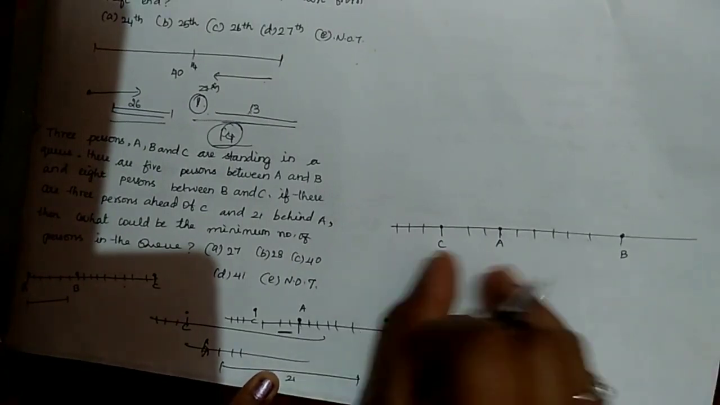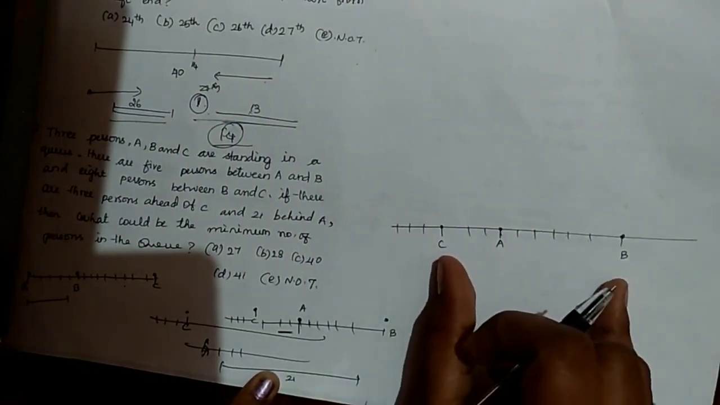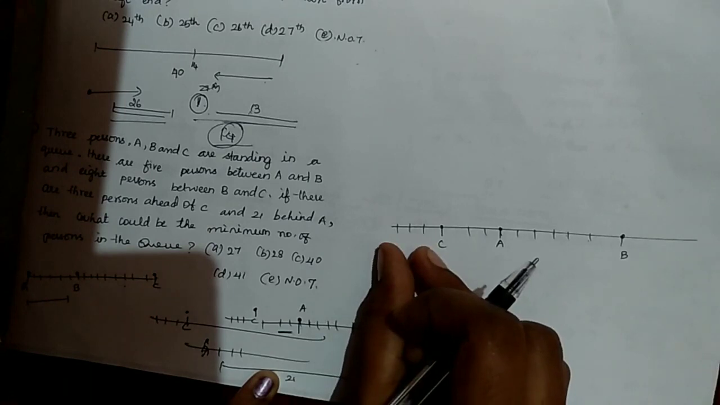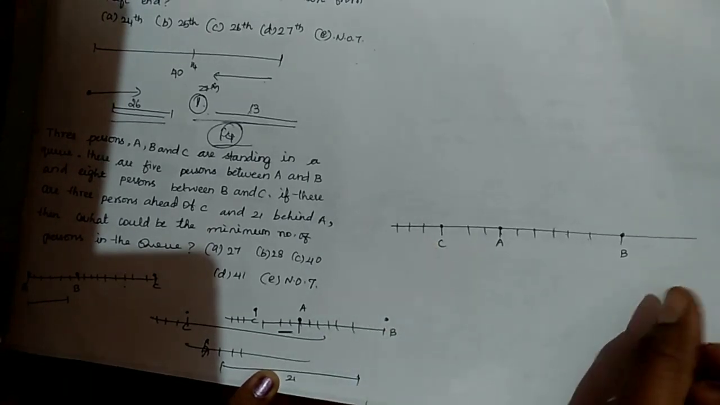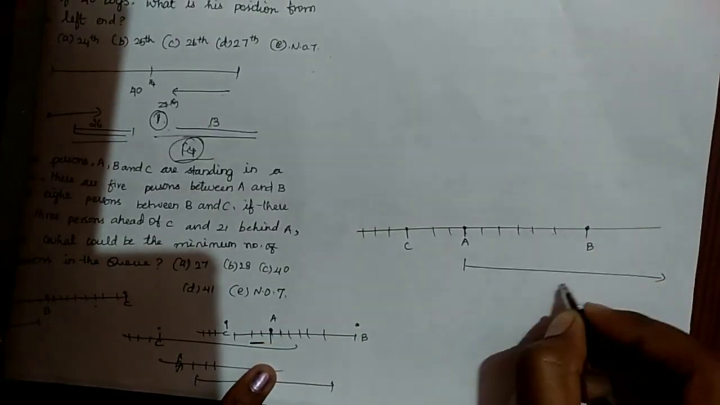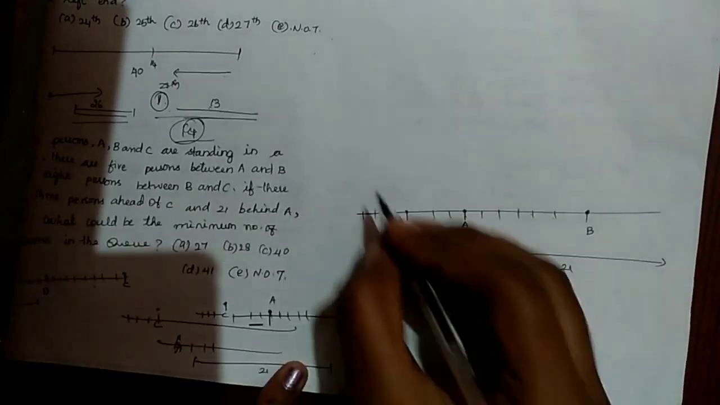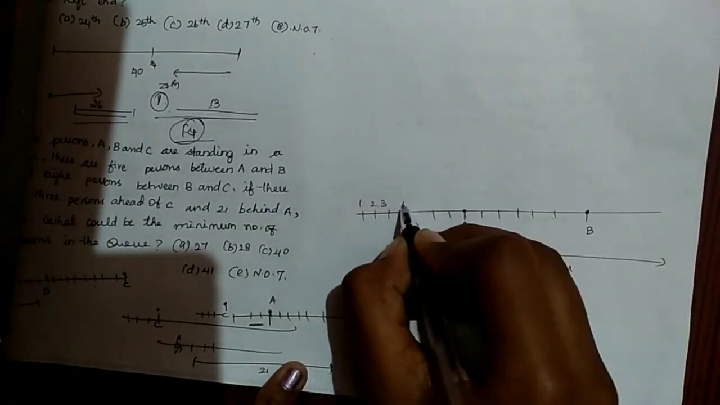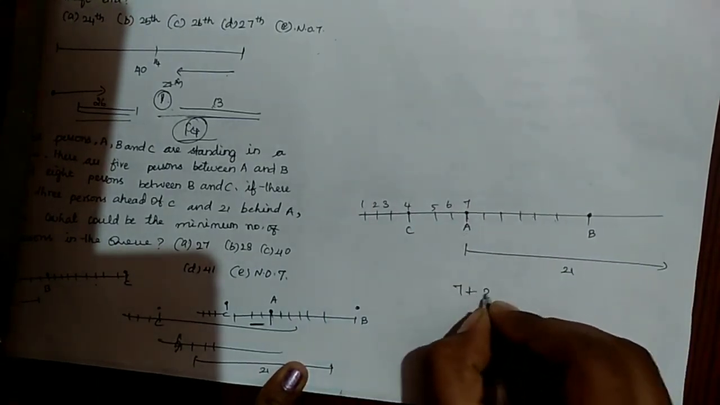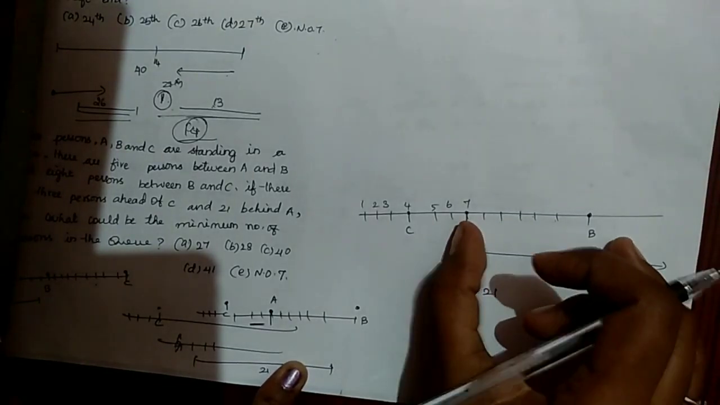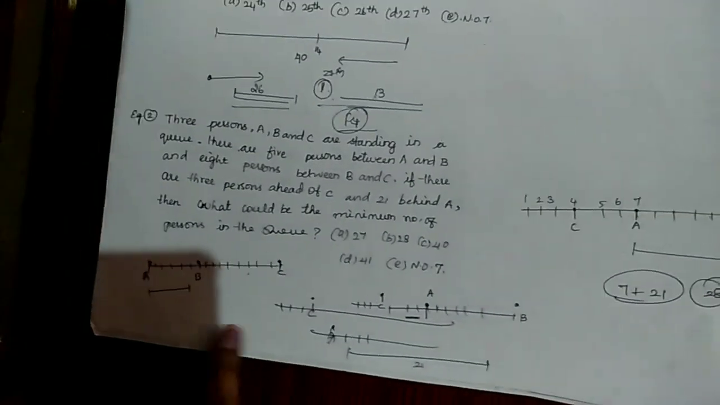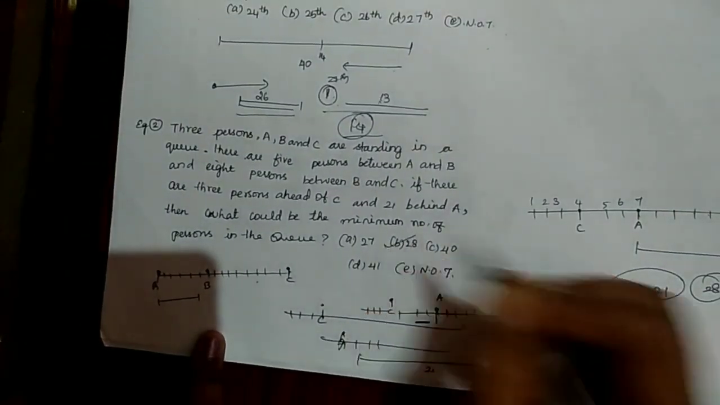According to this concept the count is tallied: between A and B there are 5, between C and B there are 8, and ahead of C there are 3 persons. Note this point: there are 21 people behind A. So the count before that is 1, 2, 3, 4, 5, 6, 7, that is 7, plus 21 behind A, so the total strength will be 28. The minimum number of persons in the queue will be 28, and option B is the correct answer.